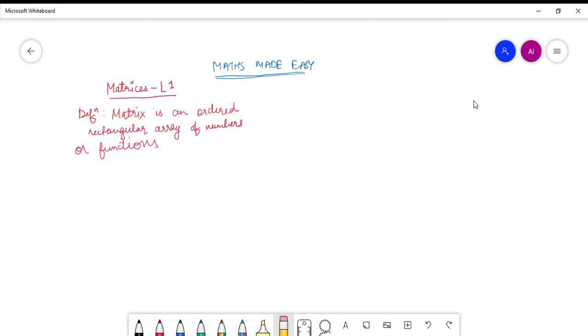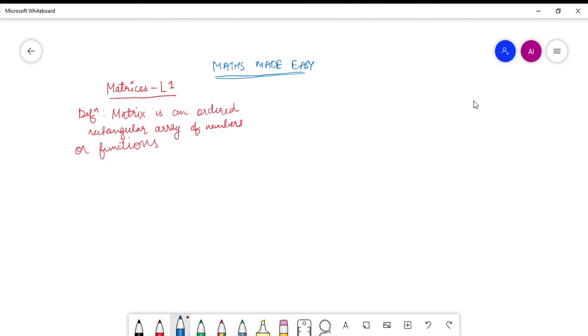In today's lecture, we will be learning some of the basic concepts of matrices. So today we will be seeing the definition of matrix, rows and columns, what are those, and order of a matrix. So let's start. So matrix is nothing but an ordered rectangular array of numbers and functions.